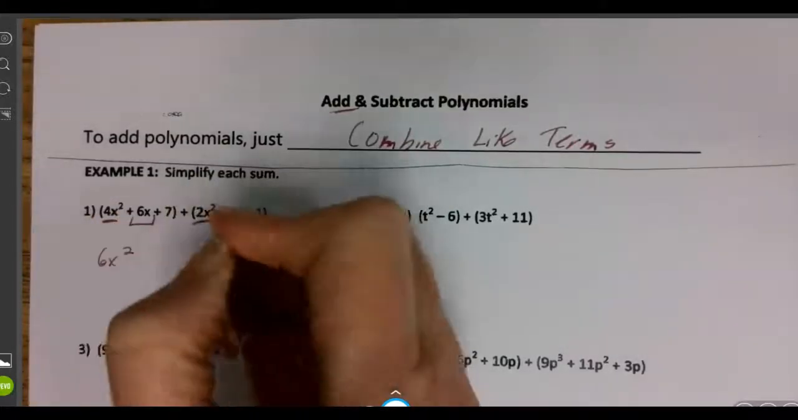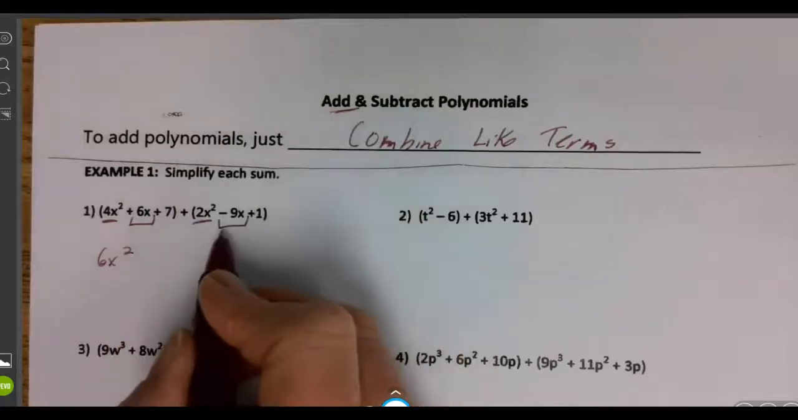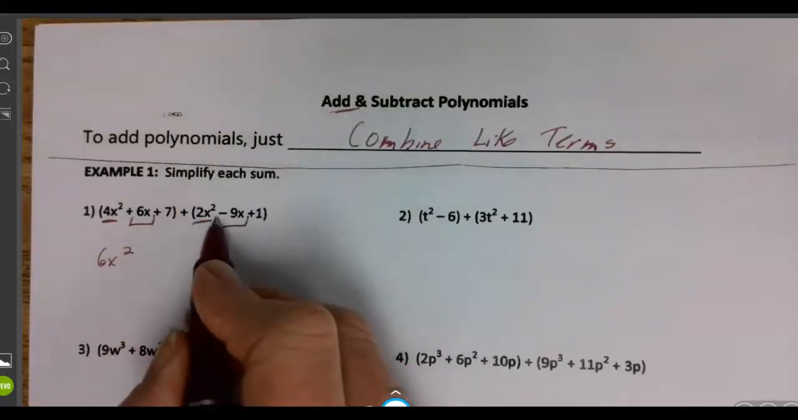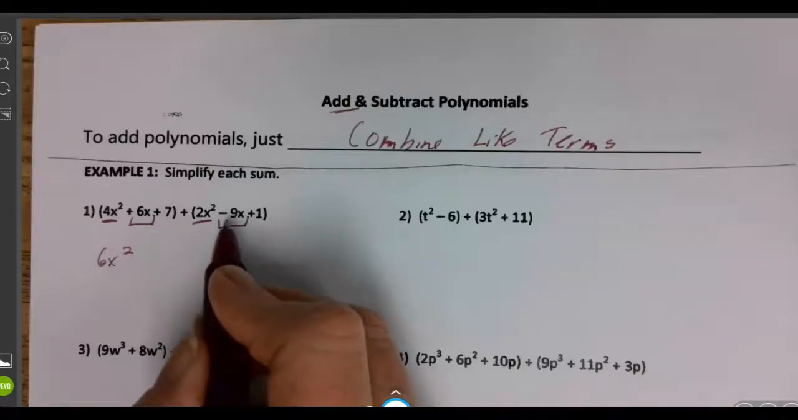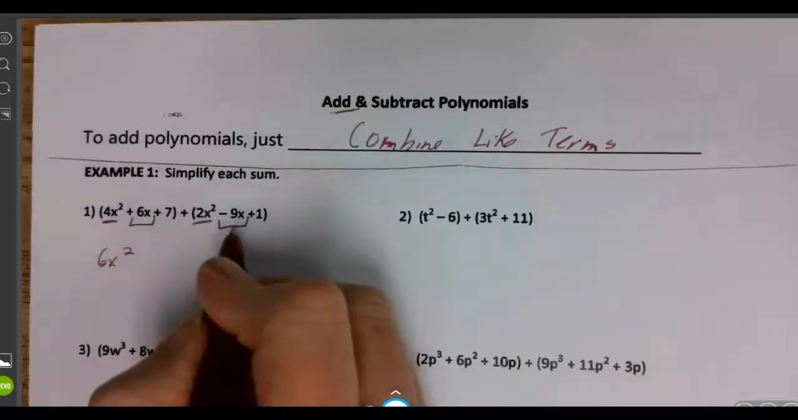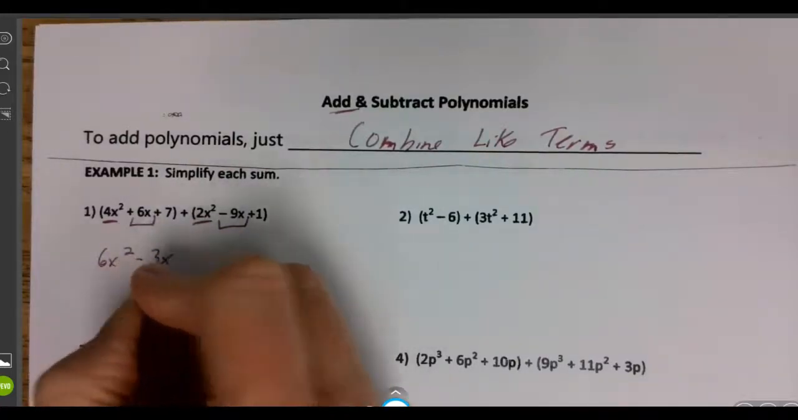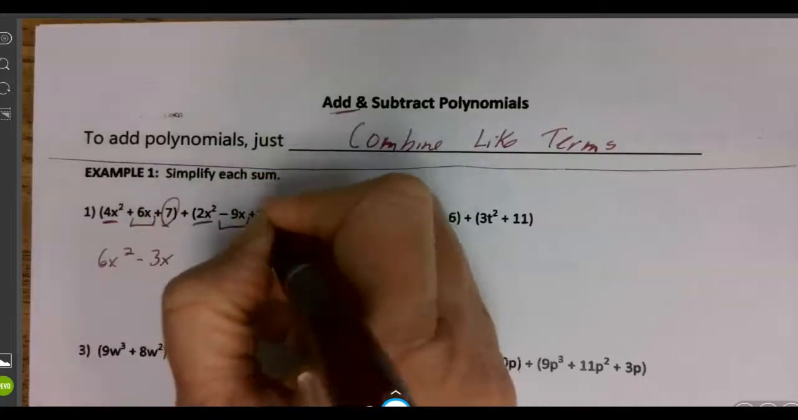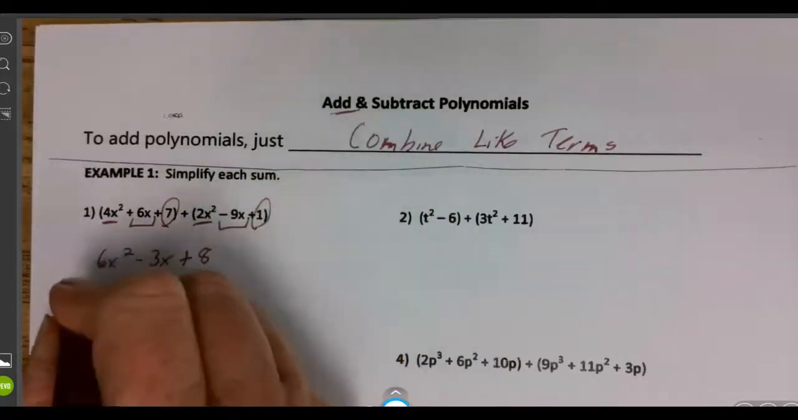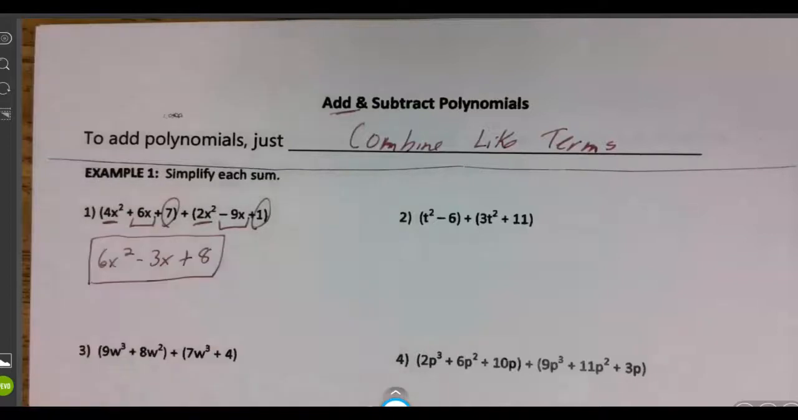I have a 6x and a negative 9x. And I like these little, what I call kind of dishpans. If I ever have any negatives, make sure that gets included. So 6x and negative 9x is minus 3x. Then I have a 7 and a 1. Add those together, and I get 8. I've just added polynomials. Pretty easy, huh?